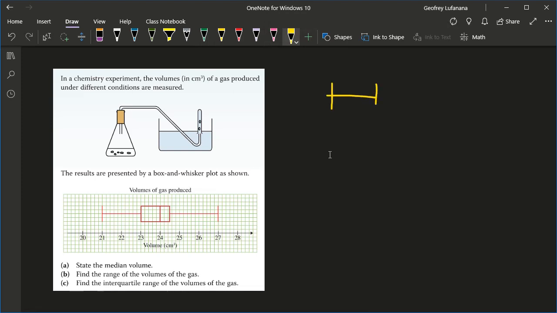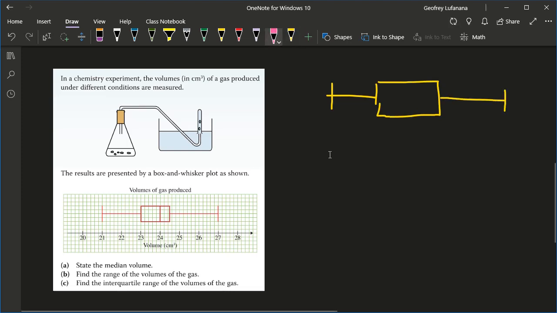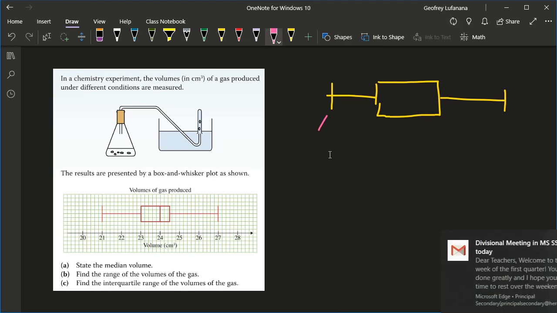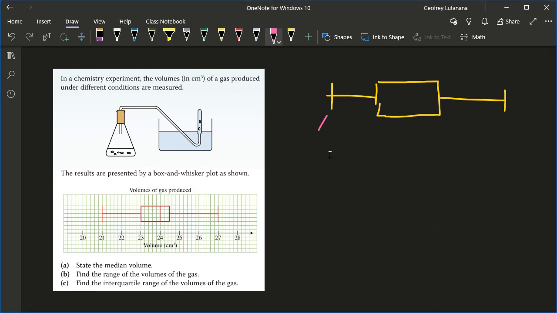So the box plot is made up of a box and whiskers. The extreme ends: on the left hand side is the minimum value. On the right hand side, the extreme is the maximum value.